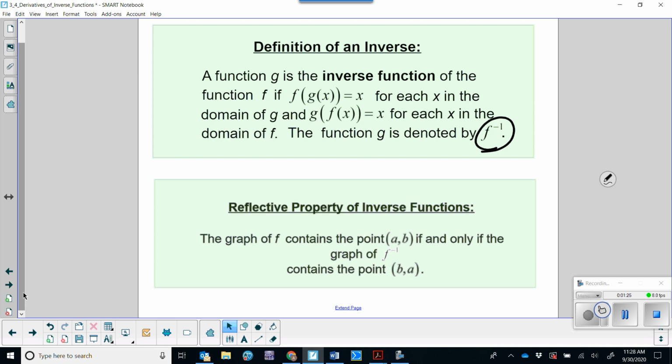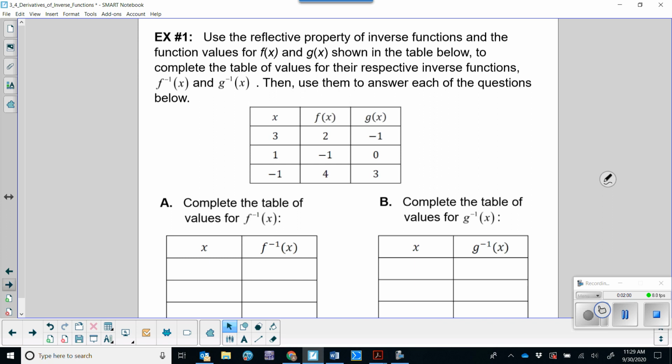So that's how we verified things were inverses. So basically it means that they each have to undo each other. You apply one function, then you apply the other one, you undo everything and get back to the x that you started with. Another thing that was really important, and this one we're going to use a lot today, is that if we have f and we have f inverse, so if f has (a, b) on it, then f inverse has (b, a). So all the x's and y's were switched, and you should remember hearing that a lot. X's and y's are switched.